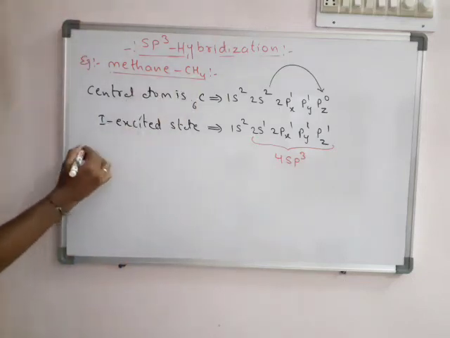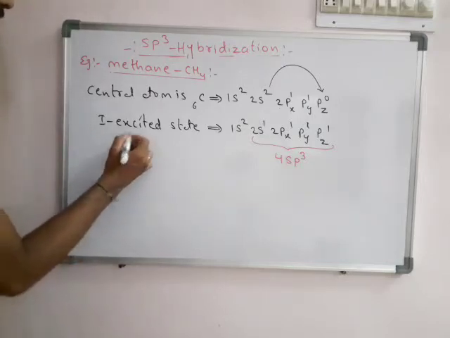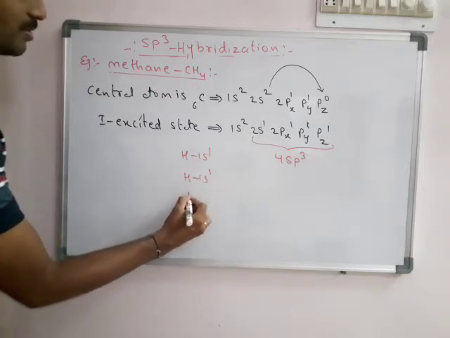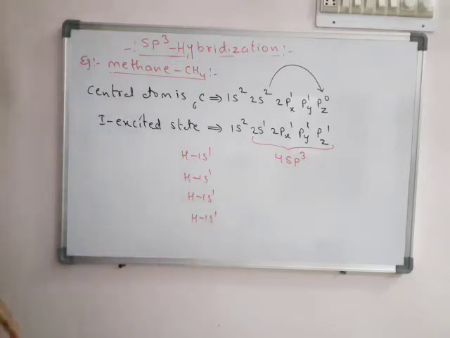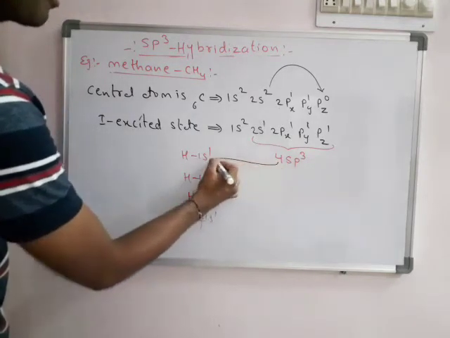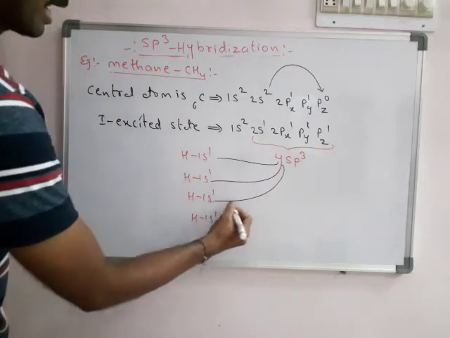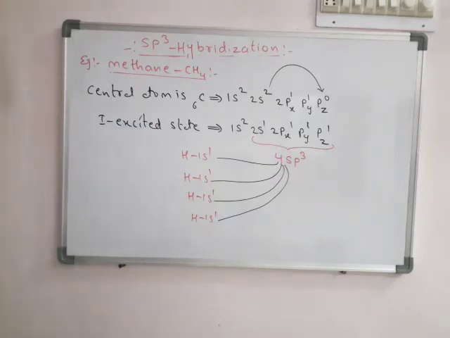Next, what are the side atoms? Side atoms are hydrogens. So how many hydrogens are there? 4 hydrogens, each 1s1. Here how many sp3s are there? There are 4 sp3s ready for bond formation. So one sp3 overlaps with this s, one overlaps with this s, one overlaps with this s, one overlaps with this s. Now there is a formation of 4 sp3-s bonds. Now we write the diagram.